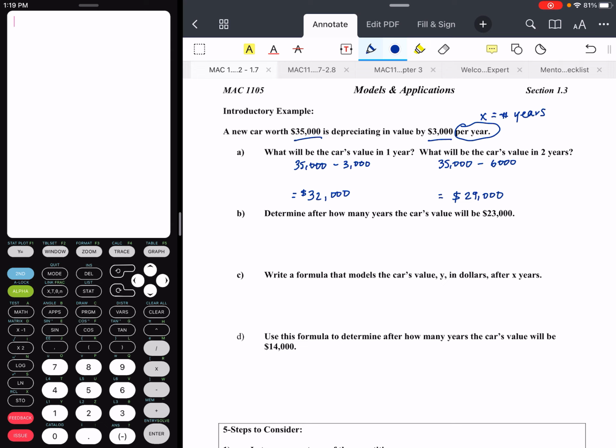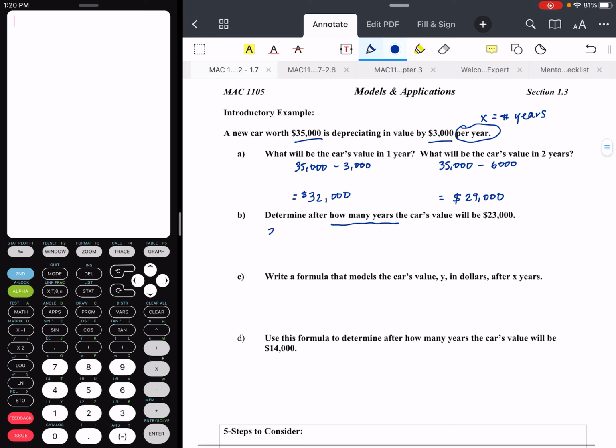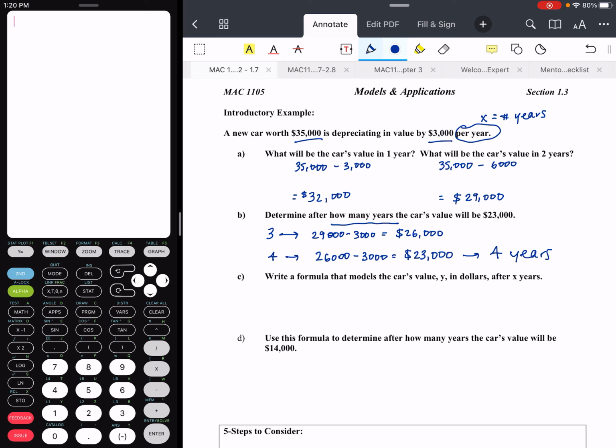And we could keep this pattern going, right? So it says determine after how many years the car's value will be $23,000. So we know after 1 year it's 32,000. After 2 years it's 29,000. After 3 years, right? After 3 years, we'll subtract another 3,000 to get 26,000. So we're not quite there yet. And then after 4 years, we'll subtract another 3,000 to get to 23,000. So that means after 4 years, right?